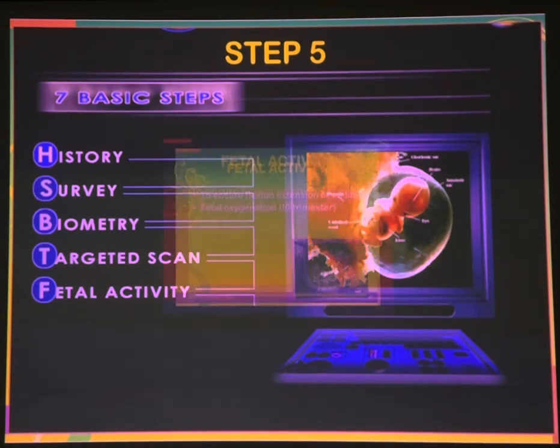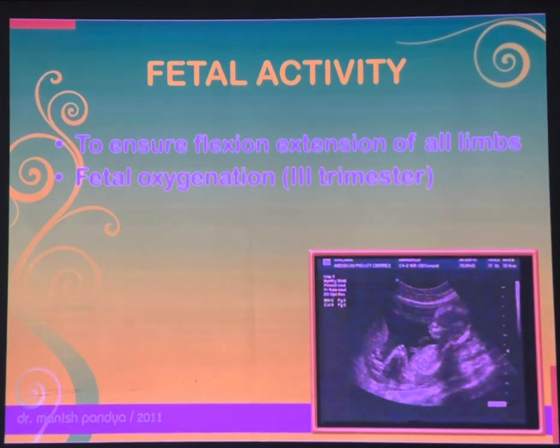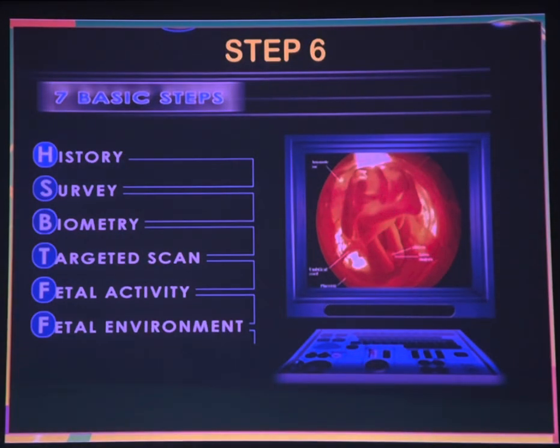Then we have to look for the fetal activity. Fetal activity comprises flexion and extension of all limbs. If the baby is moving very well, it means that the baby is getting very good oxygen inside the uterus, from the uterine artery, from the arcuate artery, through the umbilical artery. The baby is getting very good oxygenation. So fetal activity ensures that the baby is getting very good oxygenation.